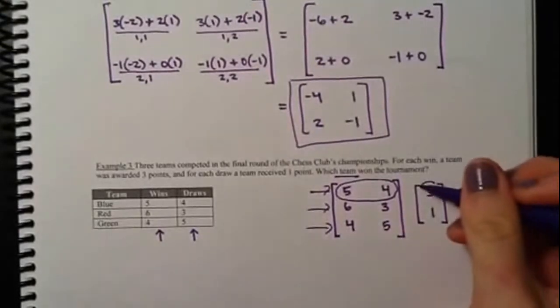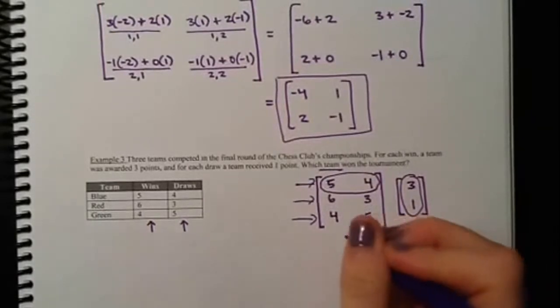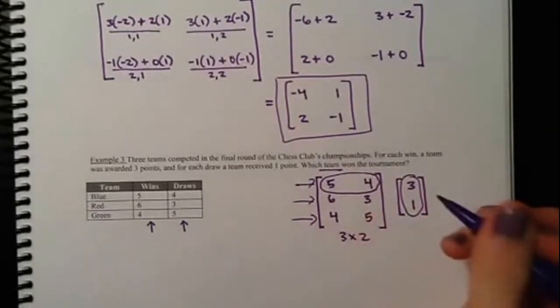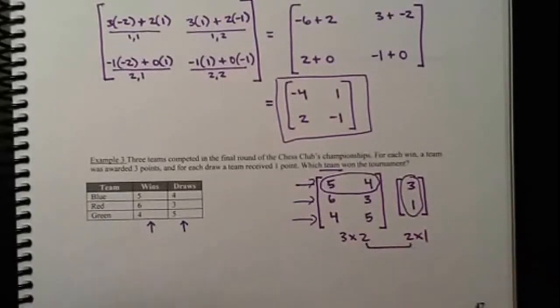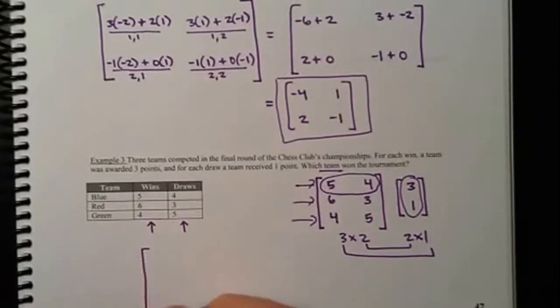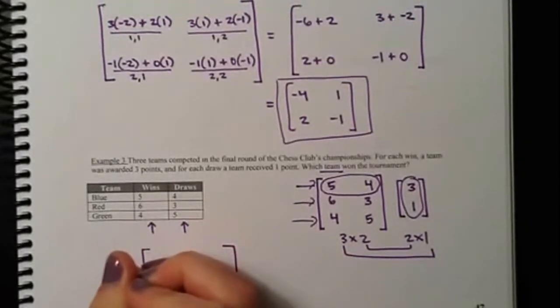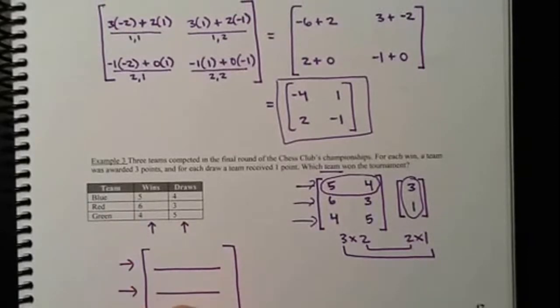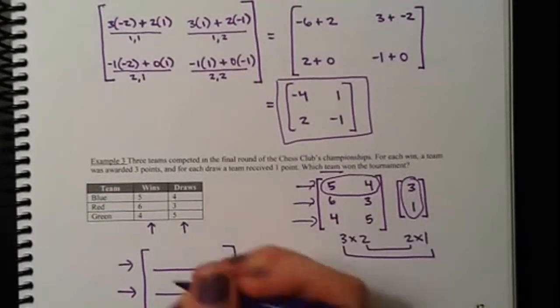So I am going to line each one up, so it's going to look like this. This is a 3 by 2 matrix. This is a 2 by 1 matrix. Since these middle 2 dimensions line up, my new matrix will be a 3 by 1. So I'm going to have 3 rows and just a single column. This will give me the blue team's total score, the red team, and the green team's total score. So I multiply 5 wins for the blue team times 3 points per win.